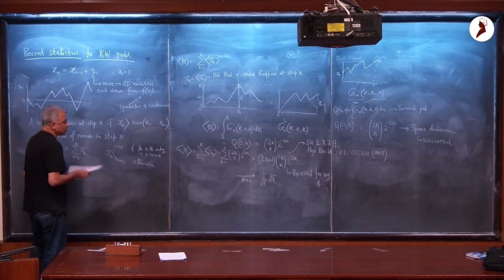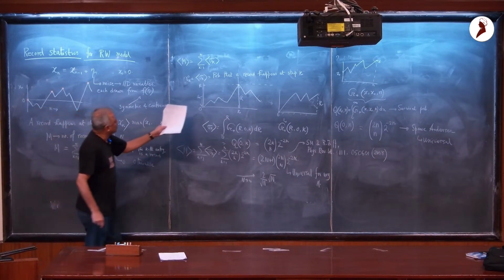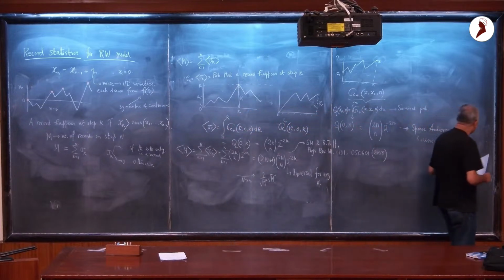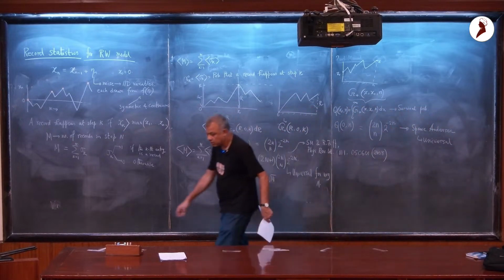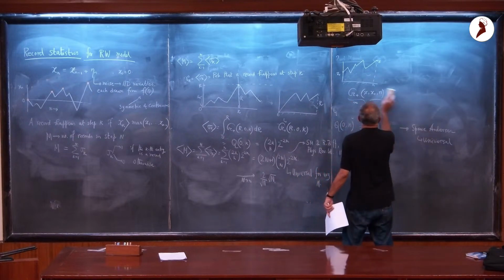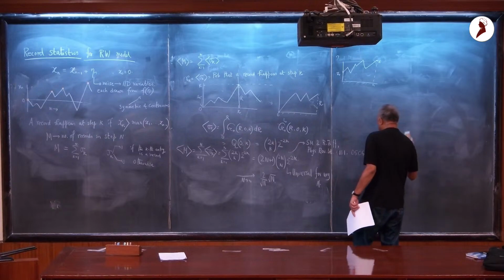So it grows much faster than log n, and this is due to very strong correlations between the positions of the walkers. Okay, so this is the mean number of records. And I want to compute now the variance or full distribution.